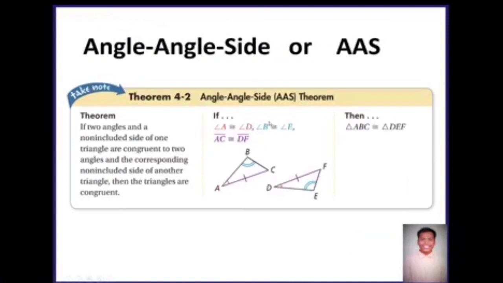Alright, next discussion we have the angle angle side or the AAS. If two angles and a non-included side of one triangle are congruent to two angles and the corresponding non-included side of another triangle, then the triangles are congruent.